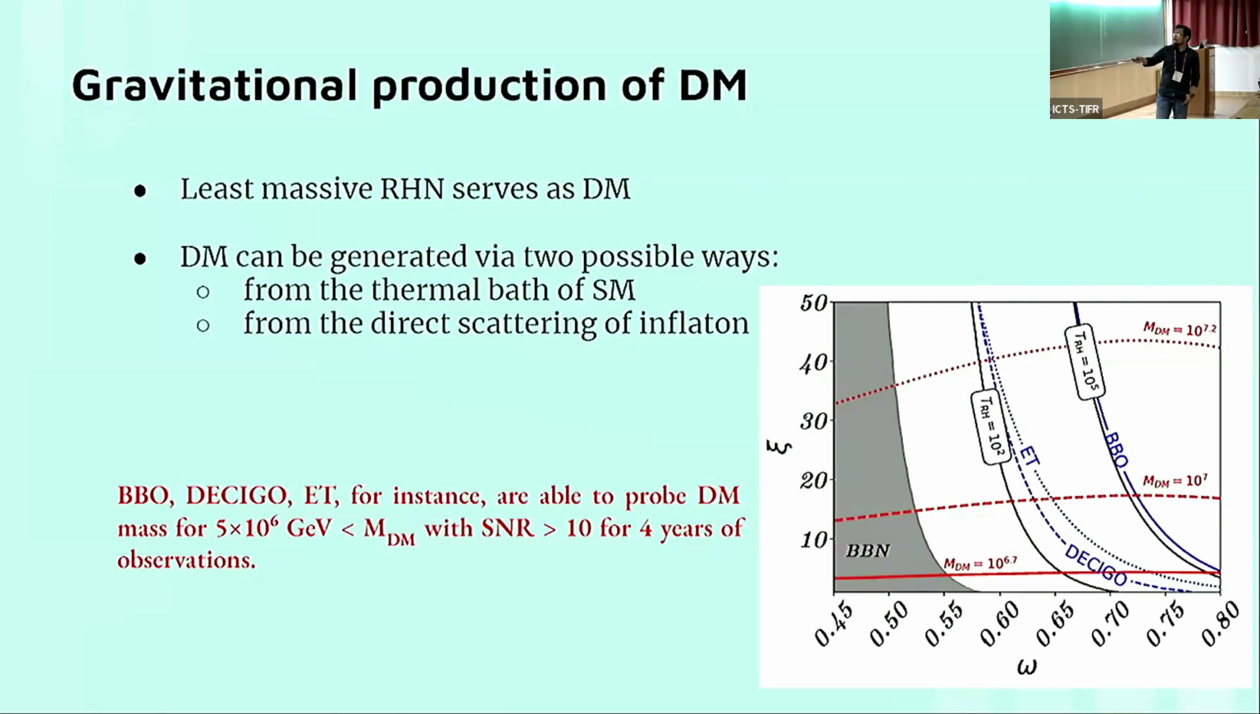Here we have found some lower bound on the dark matter parameter space, which is nearly 10 to the power 6 GeV. If the dark matter mass is beyond this 10 to the power 6 GeV, we can detect it where the SNR is greater than 10. And all this calculation is based on 4 years of observation.